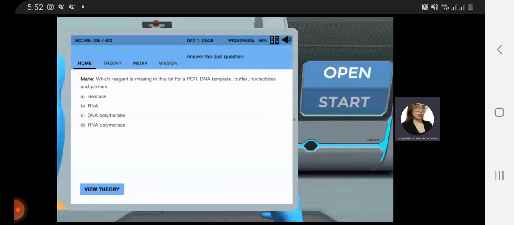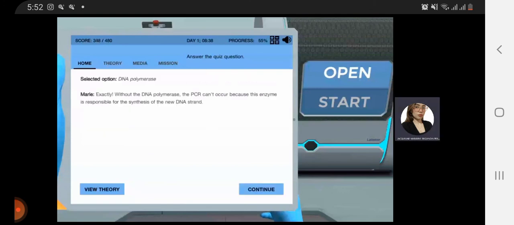Which reagent is missing in this list for a PCR: DNA template, buffer, nucleotides and primers? Exactly. Without the DNA polymerase, the PCR cannot occur because this enzyme is responsible for the synthesis of the new DNA strand.